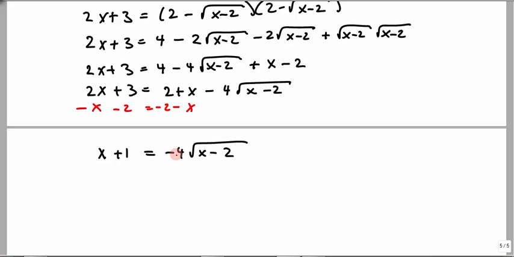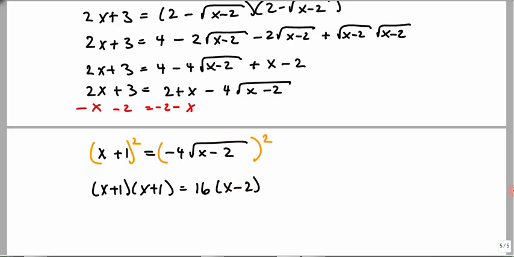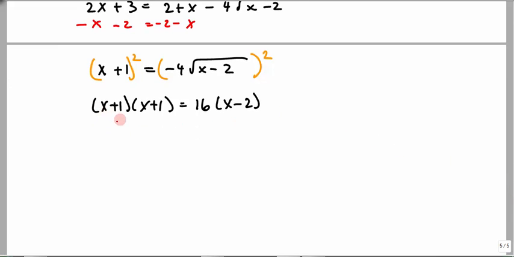Now, if I wanted to divide through by negative 4, I could, or I can leave it as is. The last one I divided through, this one I won't, just to show you the difference. But I have to square both sides. So here I'll have x plus 1 times x plus 1. Now the square will distribute to the negative 4 to give me a 16, and to the root, which will give me x minus 2. On the left-hand side, I FOIL this out and I have x squared plus 2x plus 1 equals 16x minus 32.